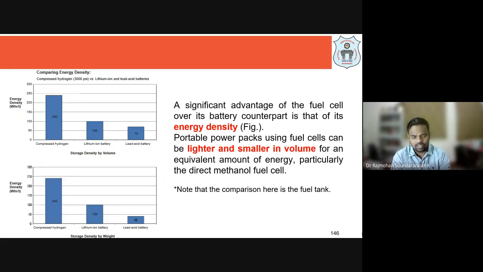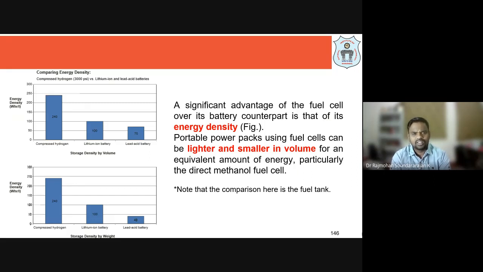Fuel cells are compact, they are durable, and they can instantly release the energy. Once it's switched on, it will function, right? And these fuel cells don't need any charging, right? So this way these fuel cells are more advantageous.